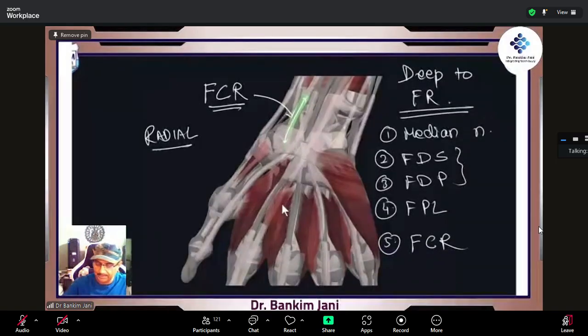So here our list is increasing, right? We have got the median nerve now. First, flexor digitorum superficialis and flexor digitorum profundus, both, and then flexor pollicis longus, and flexor carpi radialis. So far, any confusion?